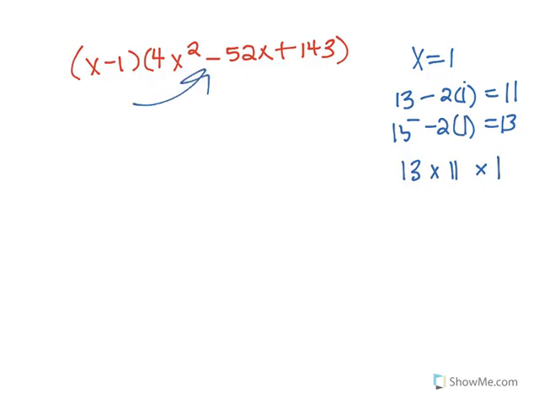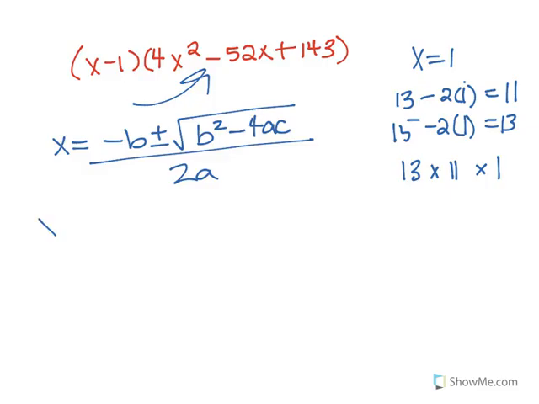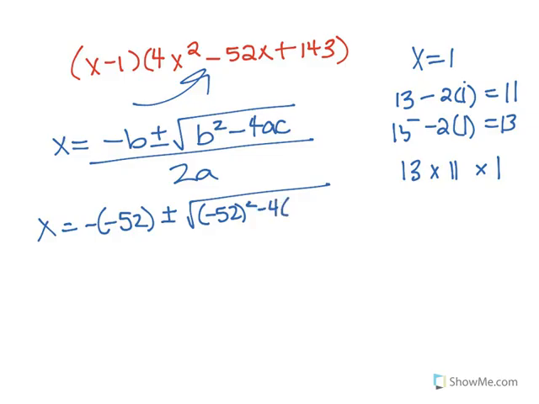I don't really feel like factoring that. So I'm going to use my favorite formula in the world, the quadratic formula. Remember you can always use the quadratic formula to find your x-intercepts. So x equals negative b plus or minus the square root of b squared minus 4ac all over 2a. So we have negative 52 plus or minus the square root of negative 52 squared minus 4 times 4 times 143 all over 2 times 4.